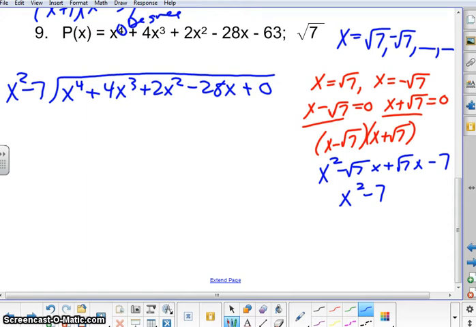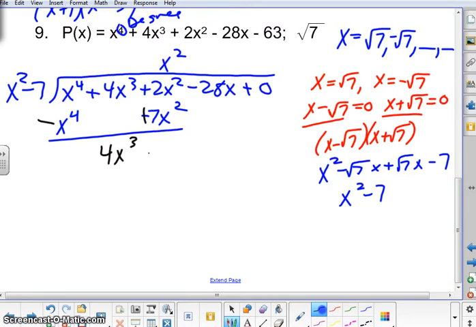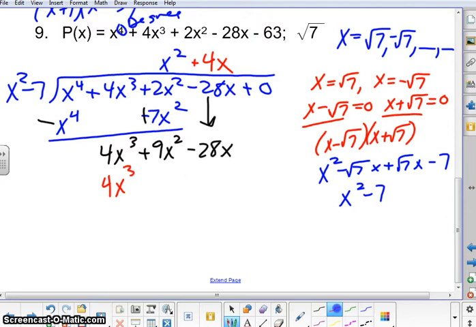X squared goes into x to the 4th x squared times. And then x to the 4th minus 7x squared is going to go here. And then after subtracting, it's going to look like this, where you have 4x to the 3rd plus 9x squared, and then this is going to be brought down negative 28x. Okay, so then the next move you're going to make is x squared times what is going to give me 4x cubed. So that would be 4x, and when you multiply that through, it's 4x cubed minus 28x. And then after you change the signs, we want to subtract them. Only 9x squared is left.